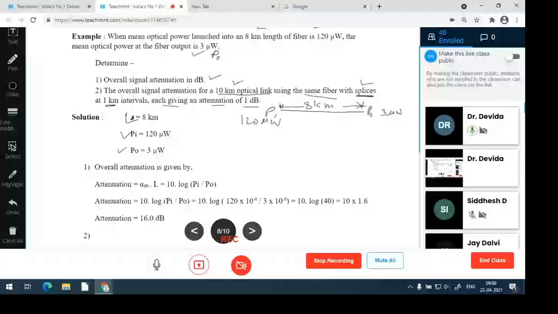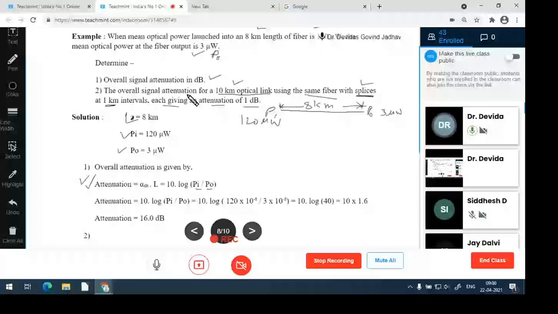Attenuation is alpha dB into L, and that is also 10 log Pi upon PO. Pi and PO are both given, so directly we can calculate this attenuation. Alpha dB is not given in the problem. L is known, 8 kilometer, but alpha dB is not. So we use attenuation equal to 10 log Pi upon PO.